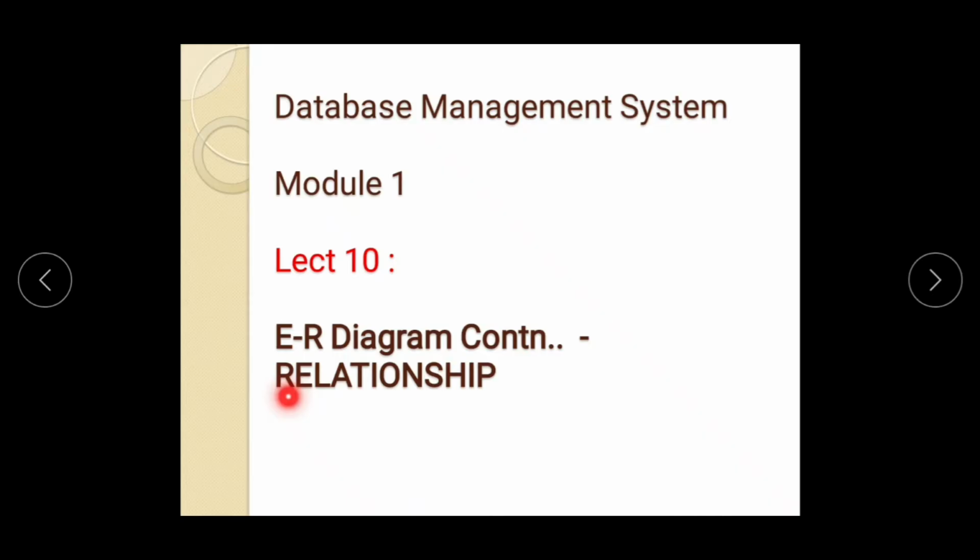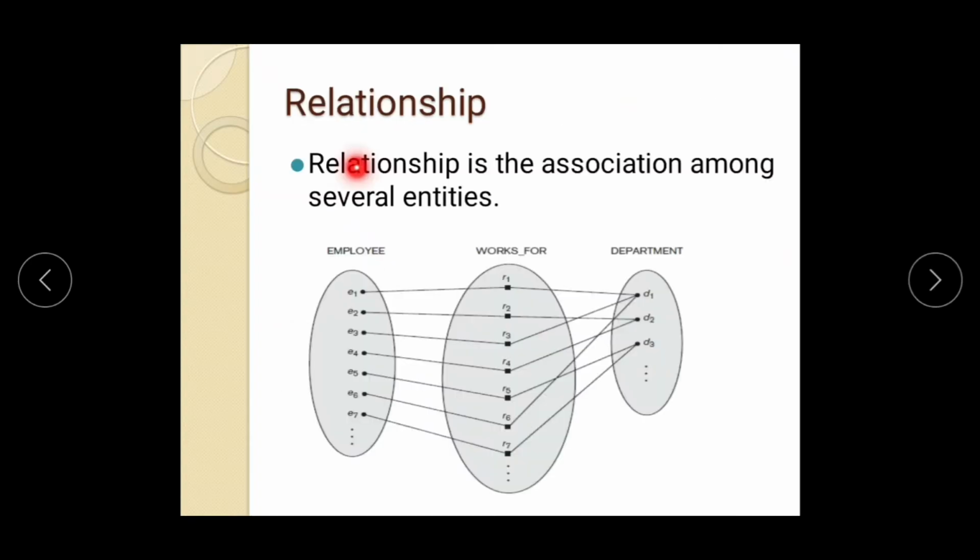The next concept we are going to see is relationship. So what do we mean by a relationship? We know what an entity is, and each entity has attributes. Attributes represent the properties of an entity. All those things we are familiar with. Now we can see what a relationship is. A relationship is the association among several entities. It tells the connection or the communication between several entities.